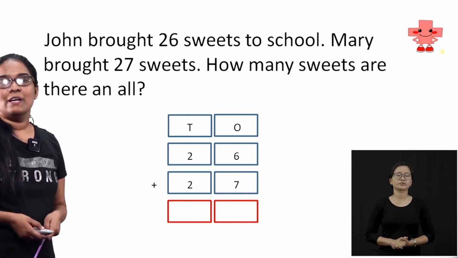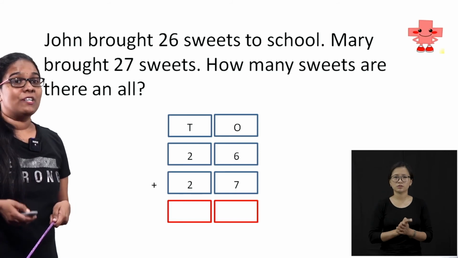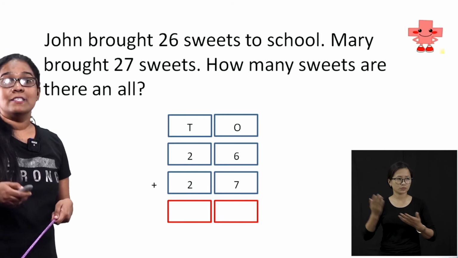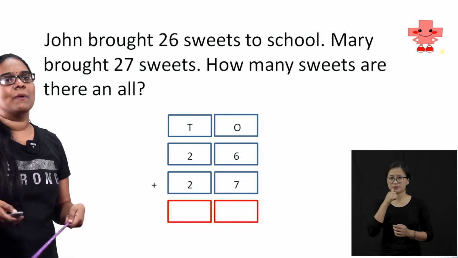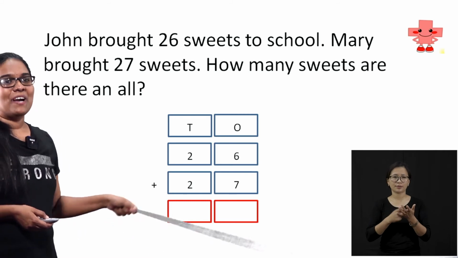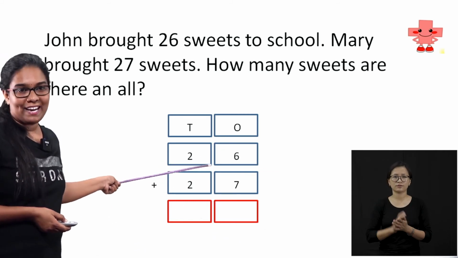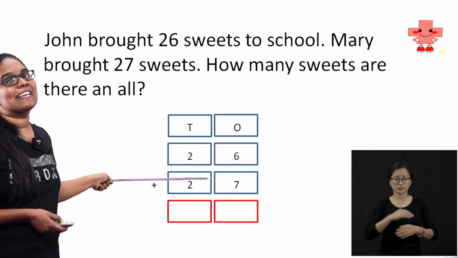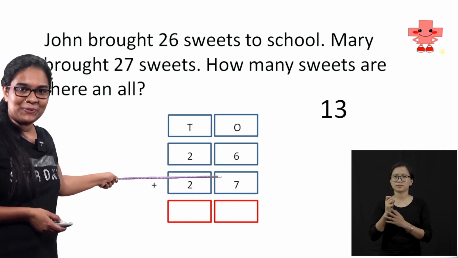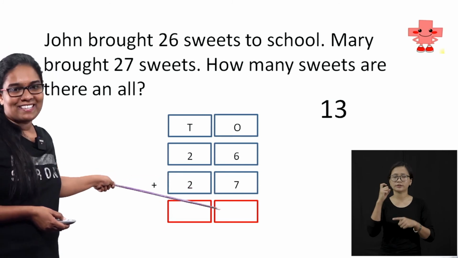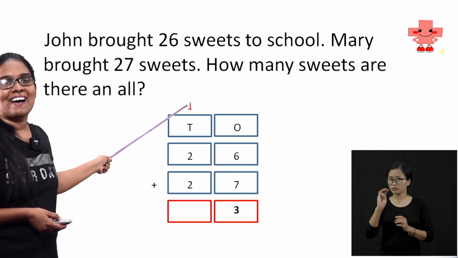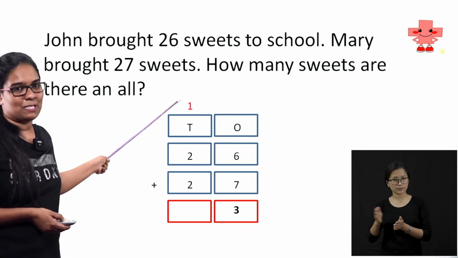Okay, then next one. John brought 26 sweets to school. Mary brought 27 sweets. Then how many sweets are there in all? Yes, we are going to find the total number of sweets. For that, we are going to add 26 and 27. 6 plus 7 is equal to 13. We can't write 13 here. So we write 3 here and 1 as remainder in the tens place.